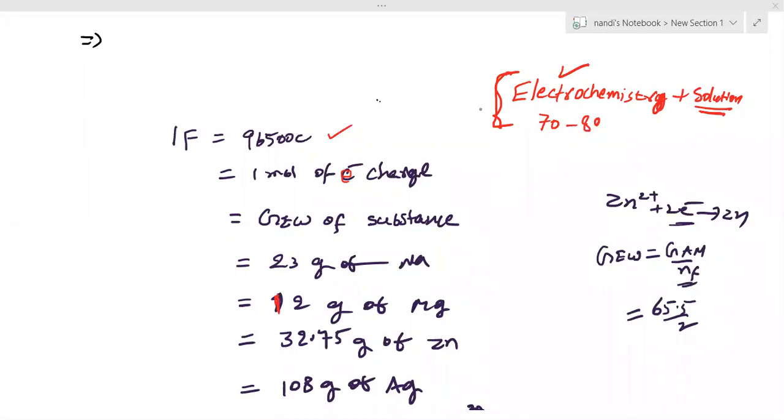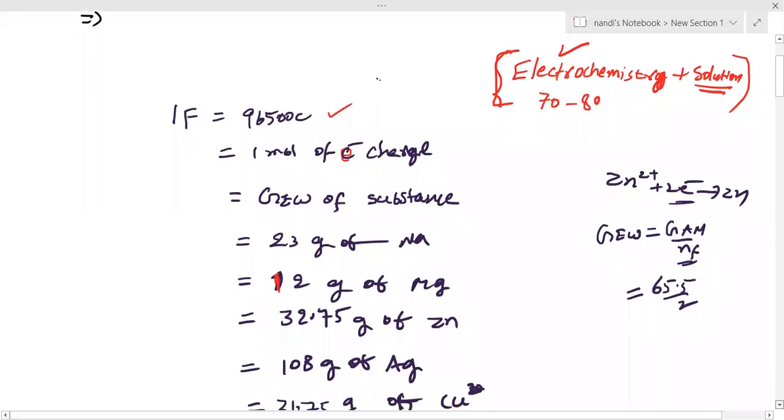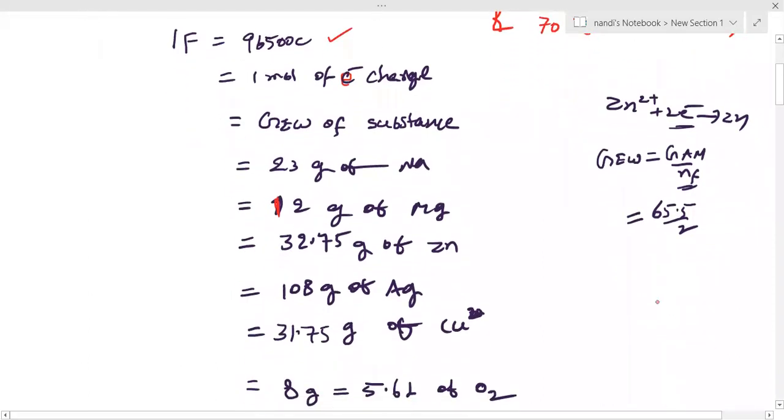Please note down, 1 Faraday equal to 1 mole of electron charge. I hope yesterday we discussed Na+ requires 1 mole of electrons, so we get 1 sodium. This 1 mole, nothing but 1 Faraday, is 23 grams. Mg2+ plus 2 electrons gives Mg. This is 2 Faraday, which is 24 grams. Then 1 Faraday means 12 grams.